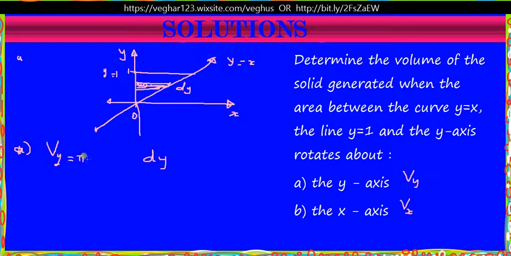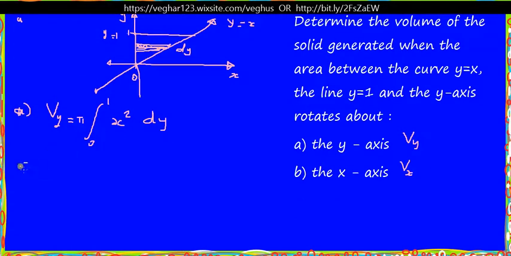So you use the disk method if the rotation and the strip are the same. This is the rotation. So start from 0 to 1. This is 1. So your limit is in y because your strip is in the y-axis.